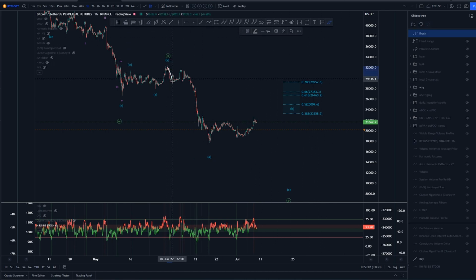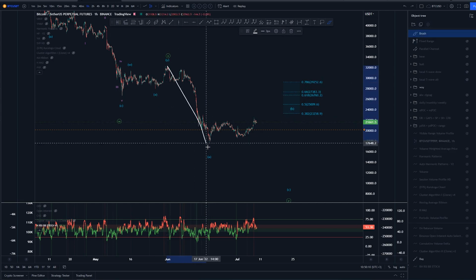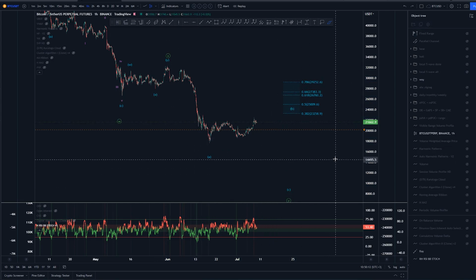In this one, however, we have a possibility for this being an A wave, looking for a B and then C. Whether the B is done or not, we'll see. To me, it does not look finished.